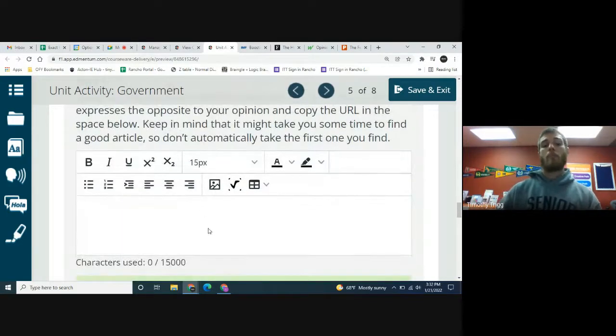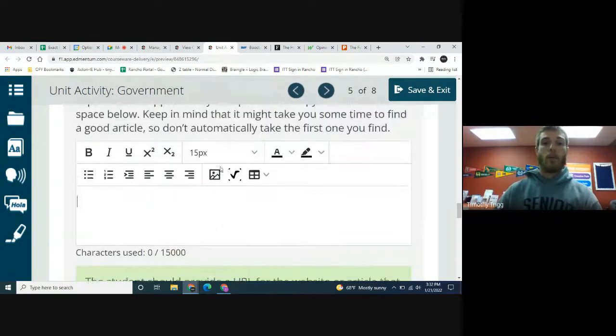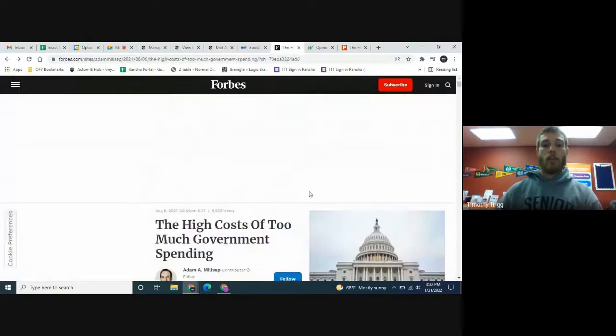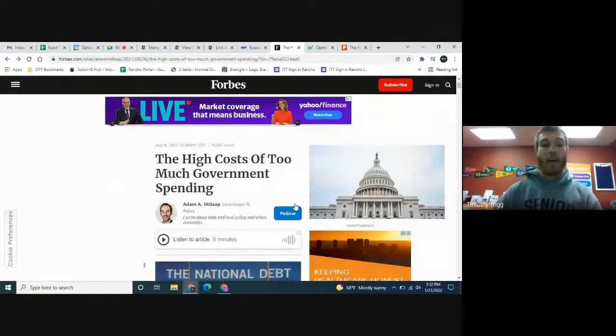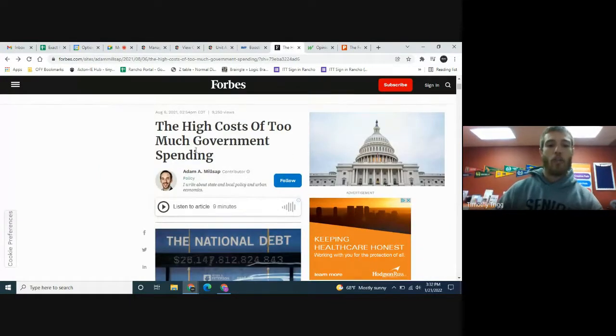Now we're going to look up essentially the same types of questions, but this time we're looking for arguments against government spending. So the next article we're going to look at is going to be anti-government spending. For that one, I just looked up government spending bad and found this article. You don't have to use this article again, but this is an article, The High Cost of Too Much Government Spending by Adam A. Millsap.